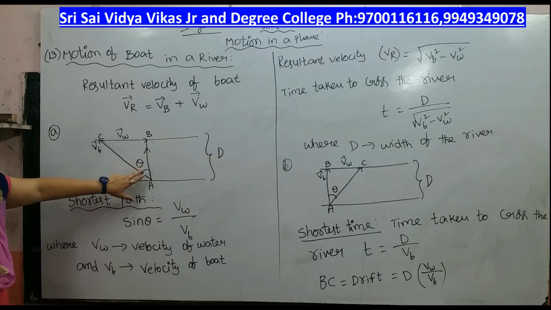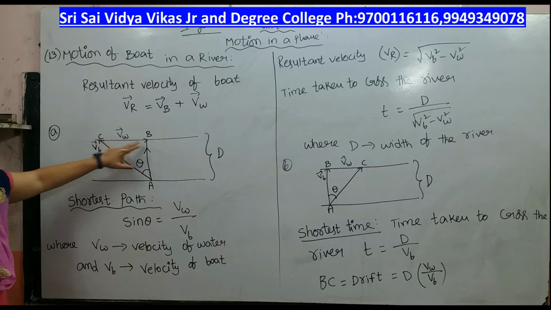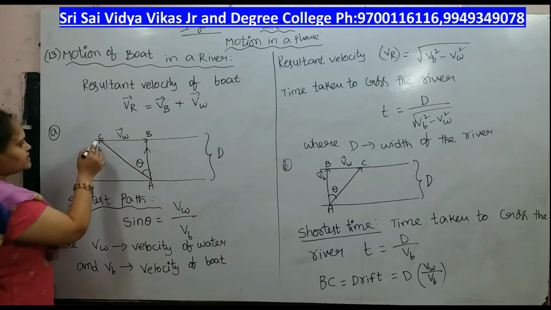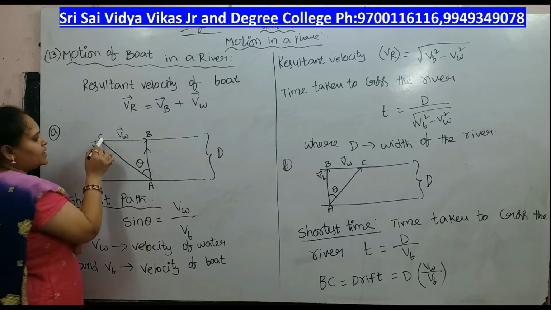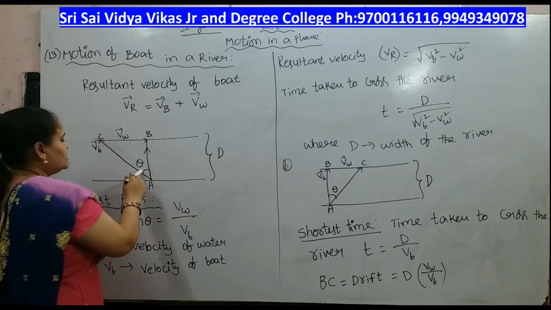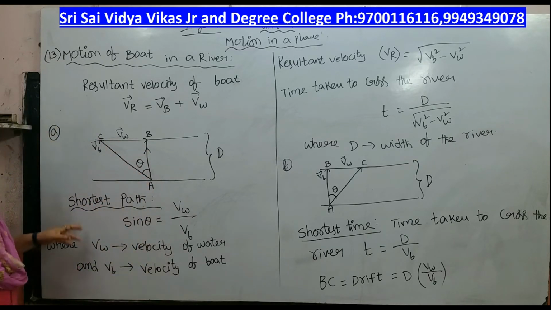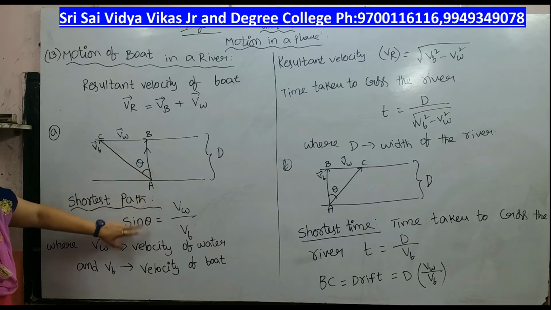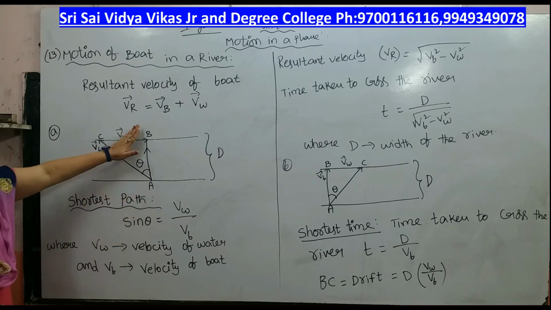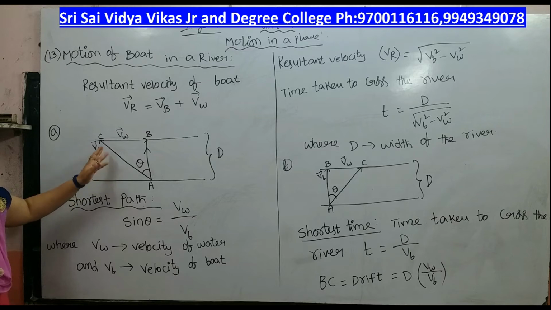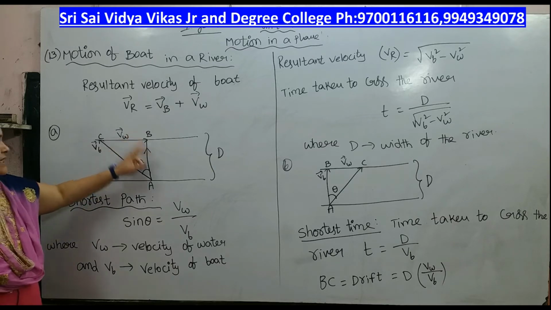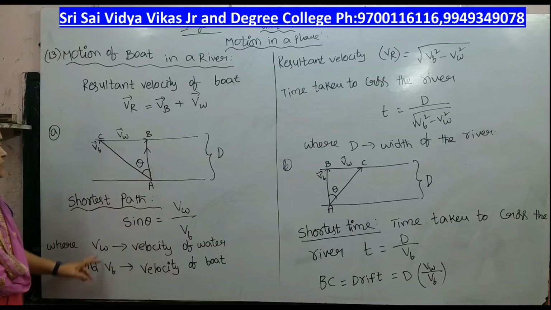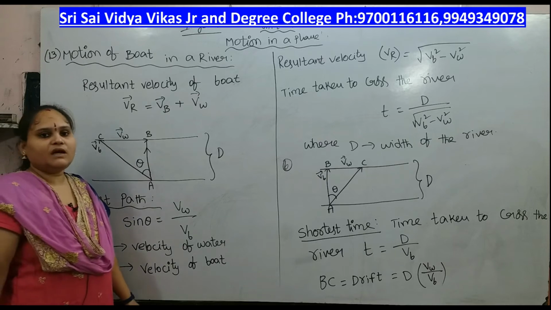Here we are taking the angle theta in triangle A, B, C. The side AC is V_B bar and CB is V_W bar, and this makes an angle theta. We will calculate the shortest path first. For this, sin theta will be equal to V_W by V_B, that is, opposite side by hypotenuse. Here V_W is the velocity of water and V_B is the velocity of the boat.